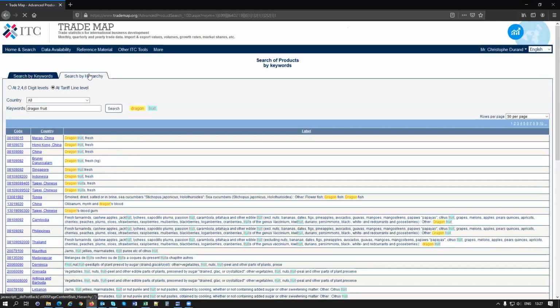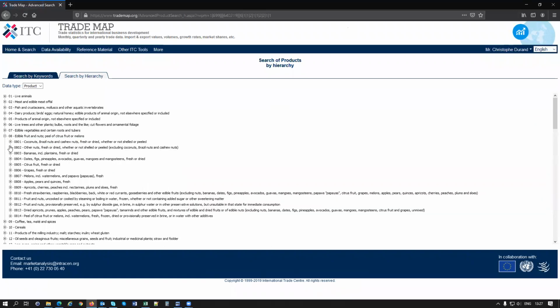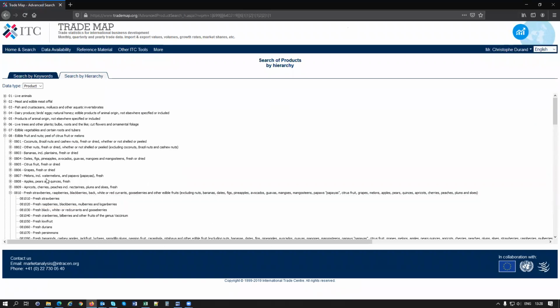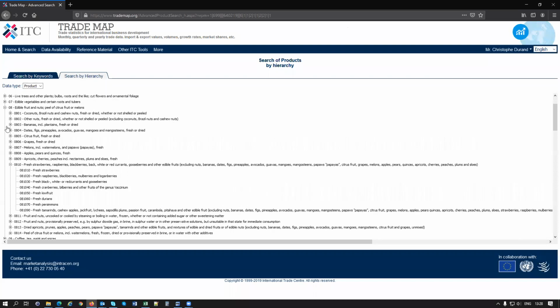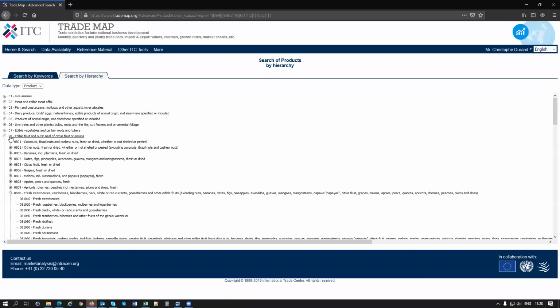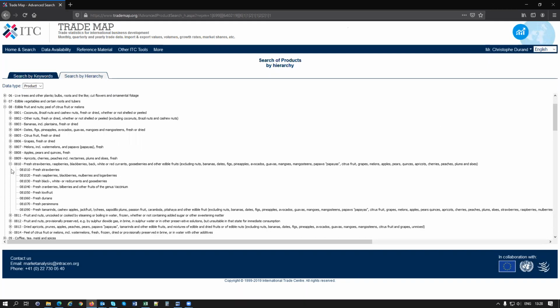Let me search by hierarchy. 081090. So it's actually basically merged together with the tamarinds, the cashew apples, the jackfruit, the lychees, and so on and so forth, right? So why is this so? You understand that it's a fruit, so that's why it's in 08. It's not a banana, it's not a date, it's not apricots. It's basically other kinds of fruits.